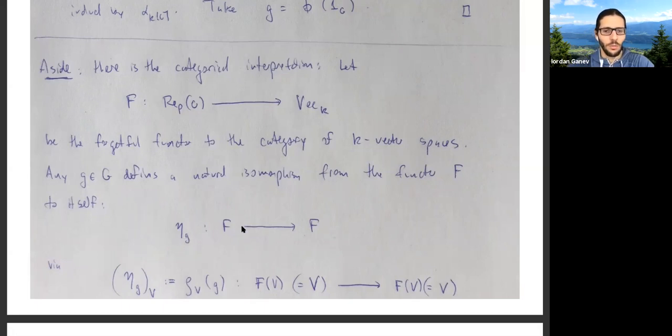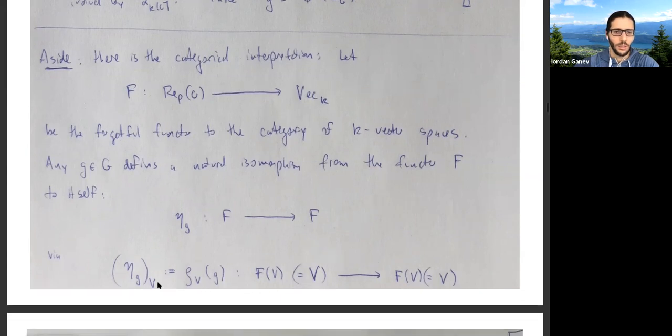So any little g defines a natural isomorphism from this functor to itself. What does it mean to be a natural isomorphism, or just a natural transformation? That means that for every object in the source category, so Rep G, we have a linear map, a morphism from the target to itself. In this case, because we just have one functor f here.